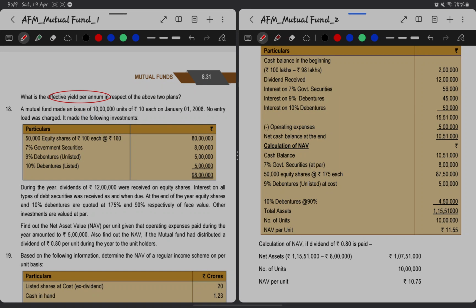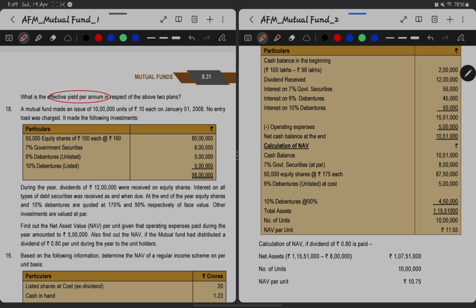Practical question 18. A mutual fund made an issue of 10 lakh units of 10 each on January 1, 2008. No entry load was charged. It made the following investments: 50,000 equity shares of 100 each at 160 for 80 lakhs. Then 7% government securities 8 lakhs, 9% debentures which is unlisted 5 lakhs, 10% debentures listed 5 lakhs. Total valuing up to 98 lakhs.